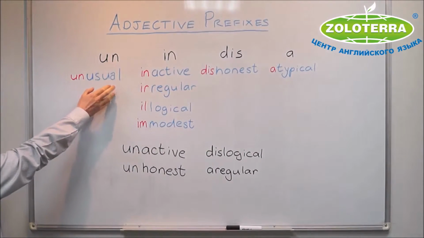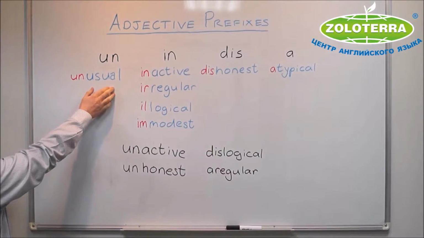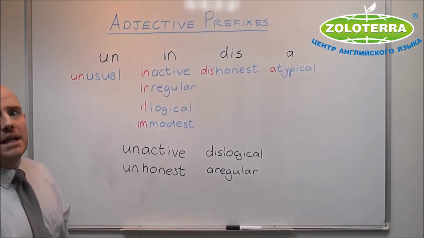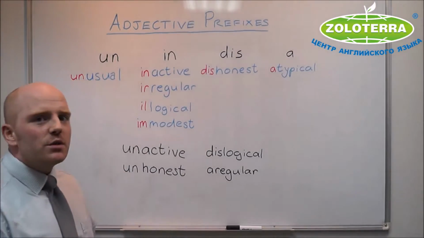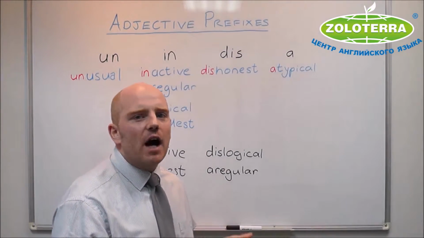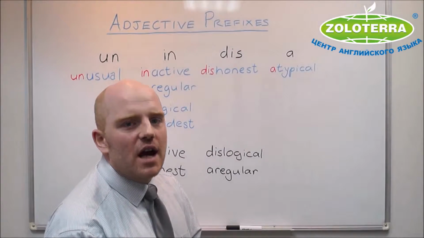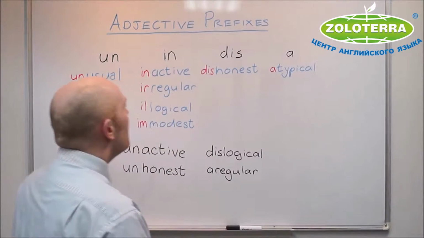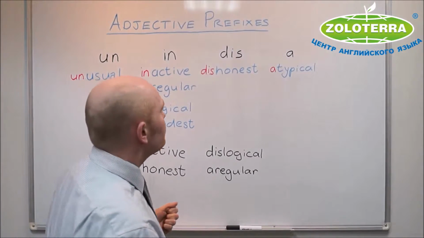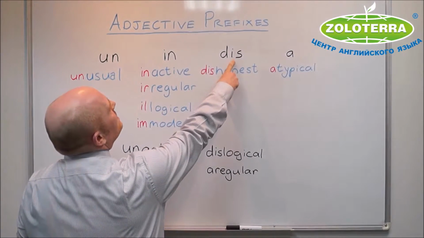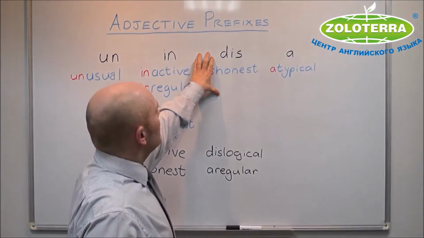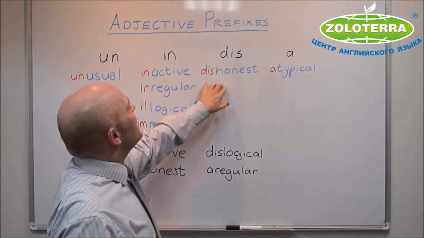Take the word usual a bit. Un gives it the opposite meaning. We use this with 80-85% of all adjectives in English. This is a very important prefix. The others that we use, we have dis. So, honest, uczciwy, okay? The opposite is dishonest.